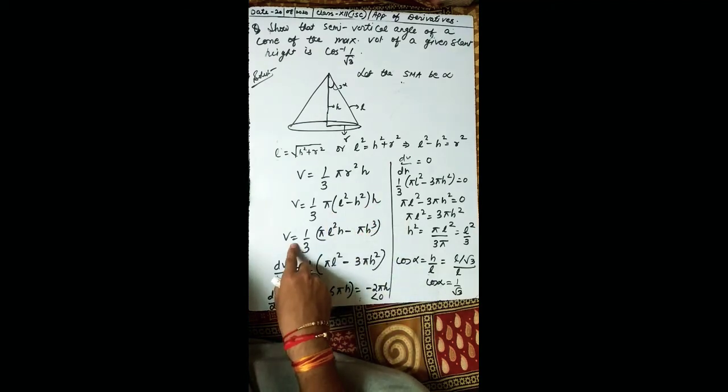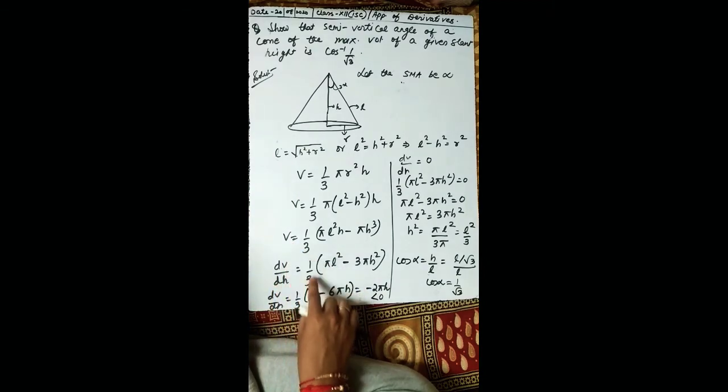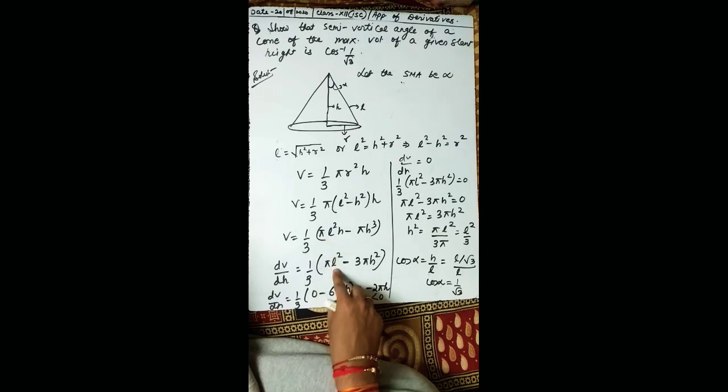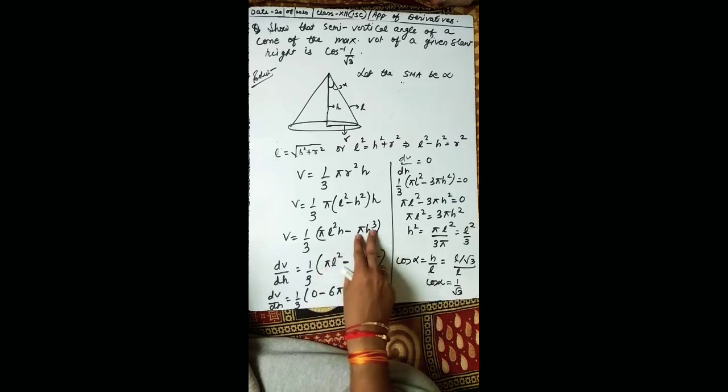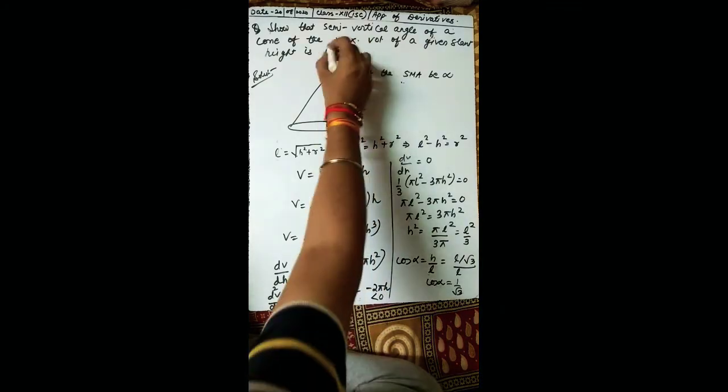Now differentiate this with respect to h. So dv dh is equal to 1 upon 3. This will be pi L square only, because differentiation of h is 1. And this is a constant term, so written as it is, and this will be 3 pi h square. Now again just double differentiate it, just to check whether we are getting the maximum volume.